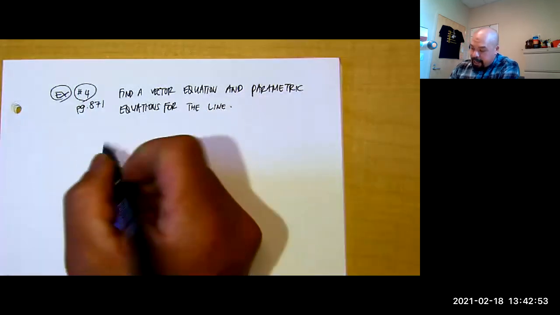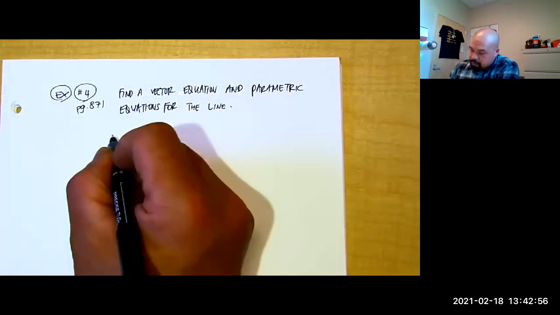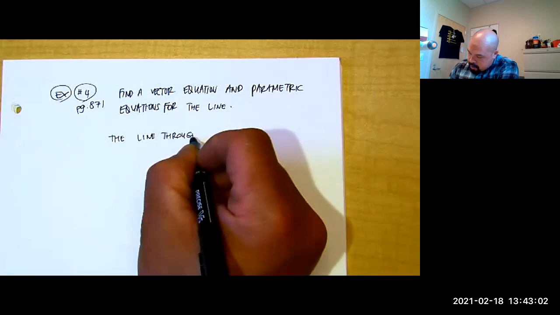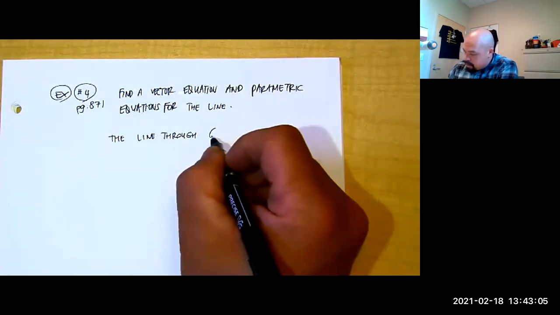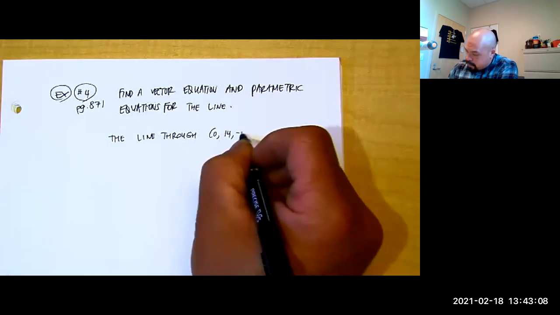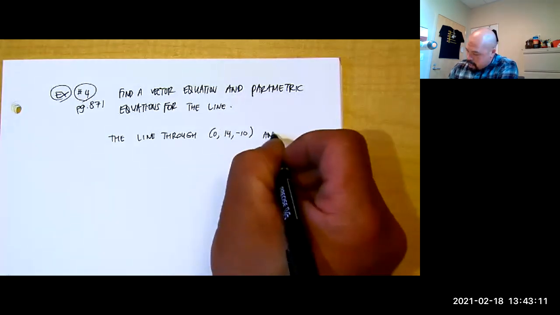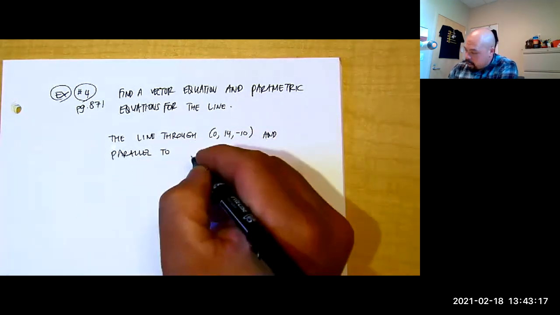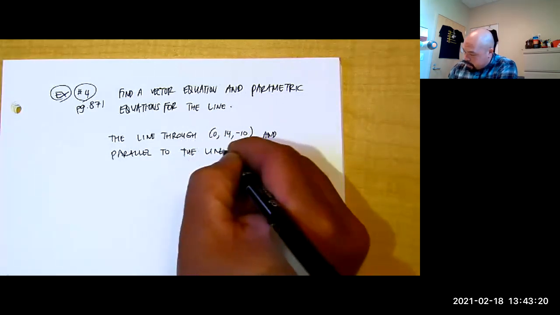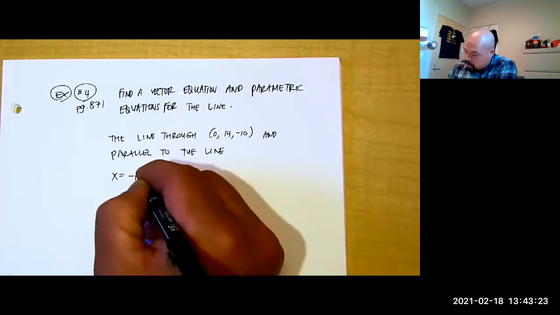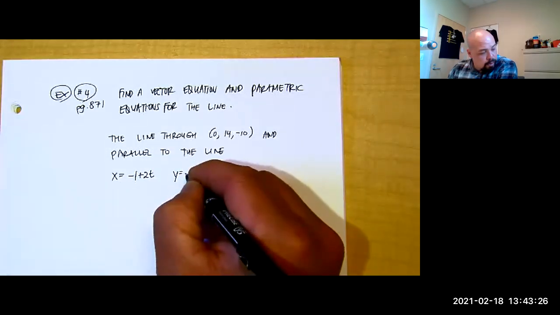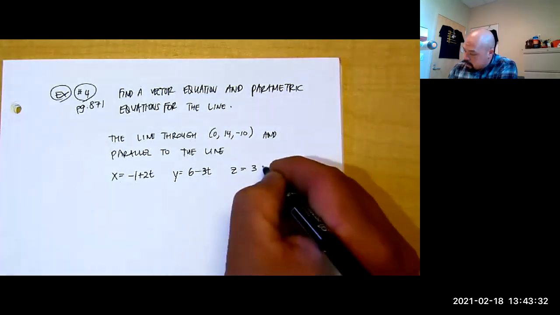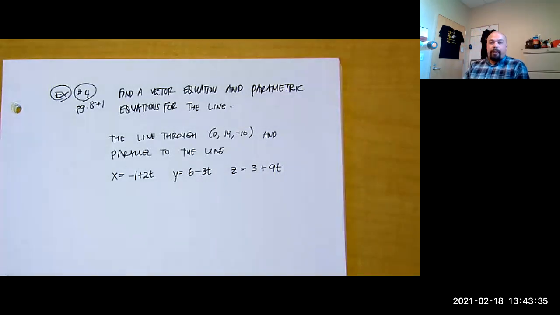And we have here in this information that is going to be the line through this point, 0, 14, negative 10, and is parallel to the line given by x equals -1 plus 2t, y is equal to 6 minus 3t, and z is equal to 3 plus 9t. There we go. A lot of detail there.